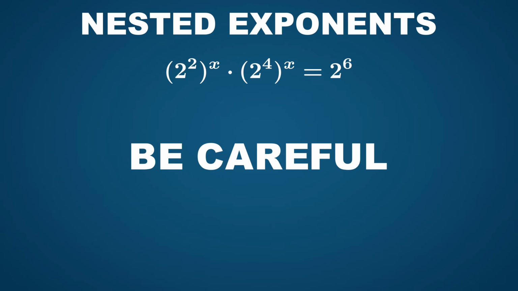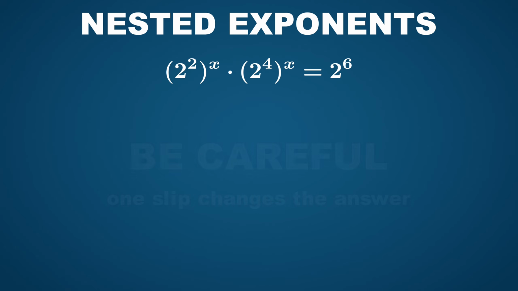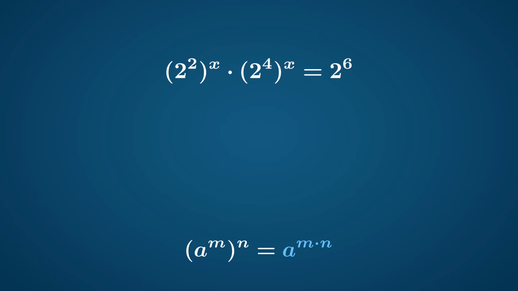We must be very careful when applying algebraic rules to exponential equations. A small mistake in multiplication can lead to completely wrong final answers. There is a standard rule of algebra for a power to a power. When you raise a power to a power, you multiply the exponents.